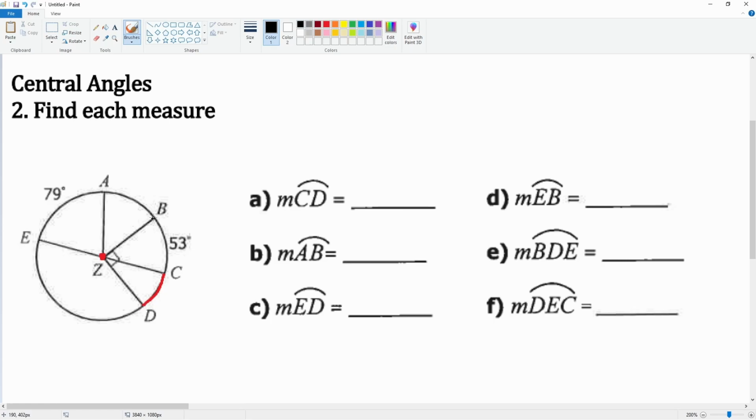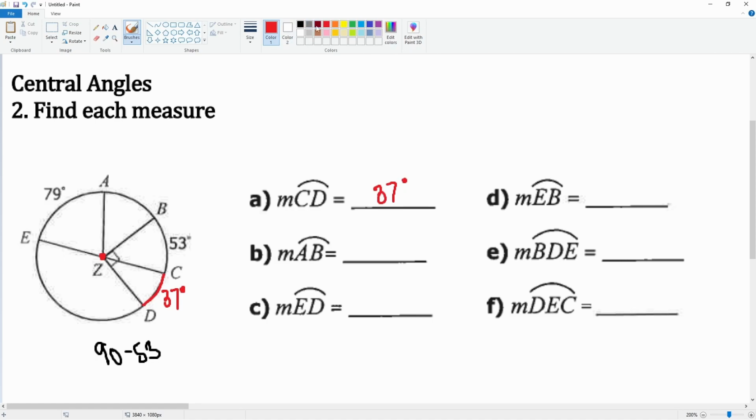All right. So we know that this entire thing is 90 because of this bar. So if that whole thing is 90, we can subtract 53 from it. 90 minus 53, that gets us 37. So this piece is 37 degrees.